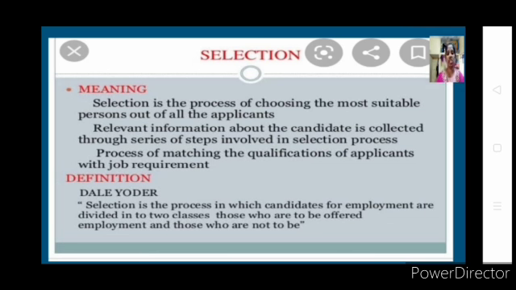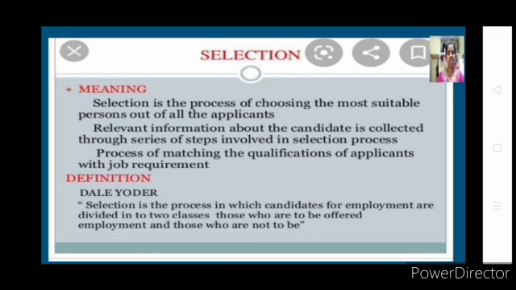Yoder gives a definition like this. Selection is a process in which candidates for employment are divided into two classes, those who are to be offered employment and those who are not to be given employment. That's it. So when many come, you will be making two parts of them. A few you will be offering the job and the other few you will not. That is a simple thing. So selection is a process where you decide to whom the job has to be offered and to whom the job should not be offered.